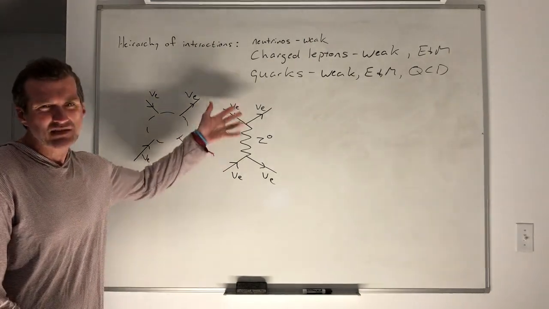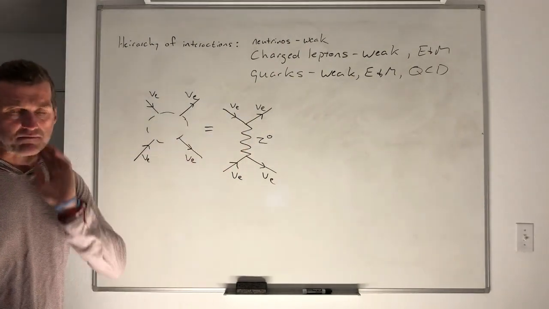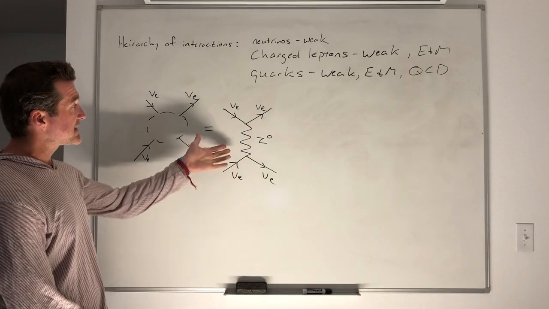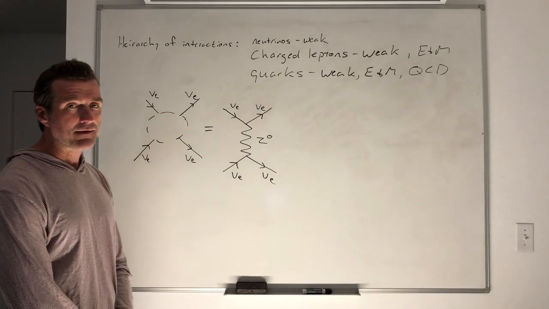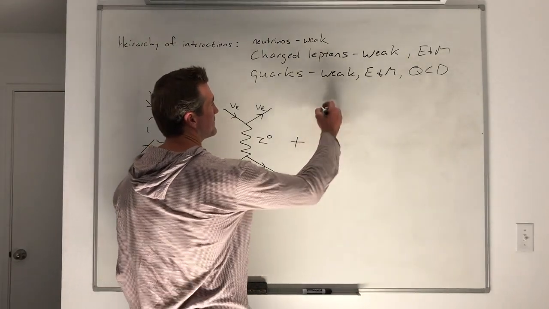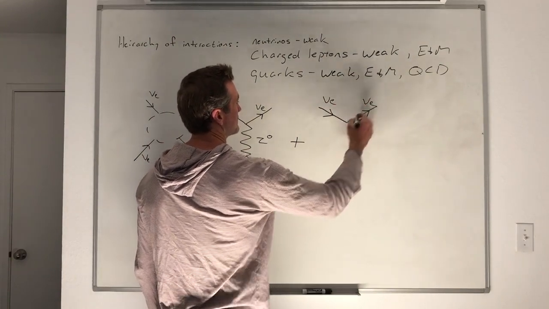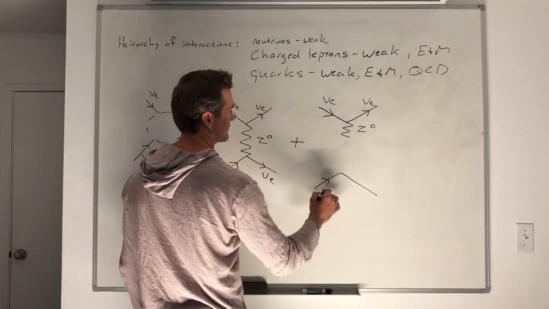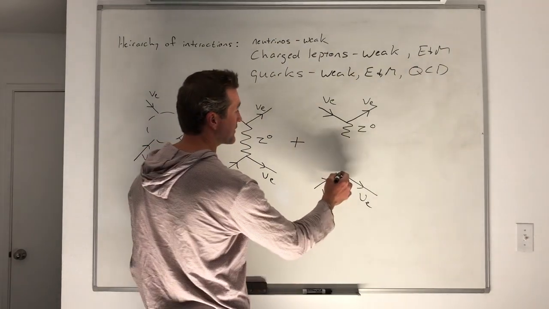Okay, that's much like evaluating a diagram with a photon being exchanged. The difference is that the Z-naught has a mass. And again, this is something we're going to work with later on when we actually deal with the weak interactions. But there you go. This is a reflection of the statement that neutrinos interact directly by the weak interactions. All right? But this isn't the only diagram that you can draw. You can draw this diagram. Notice it's still an electron neutrino and an electron neutrino interacting with each other.